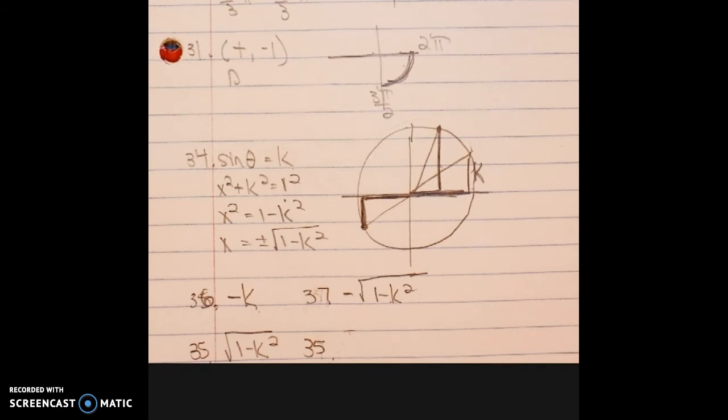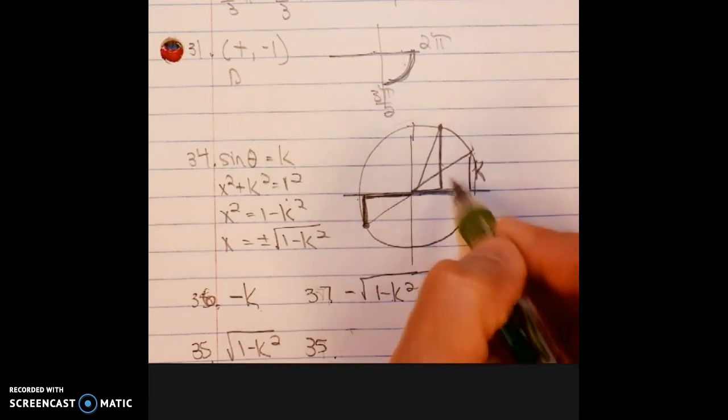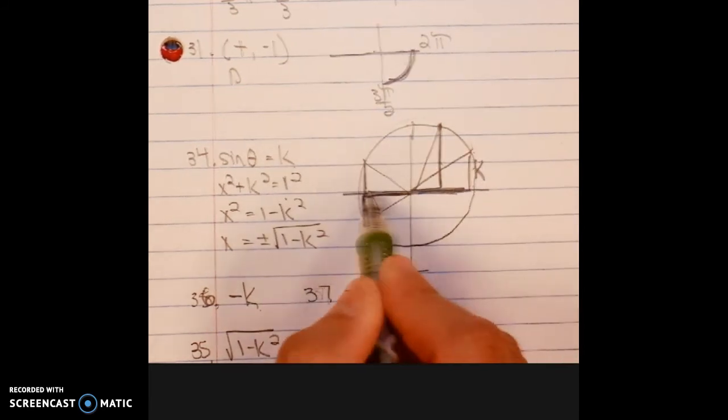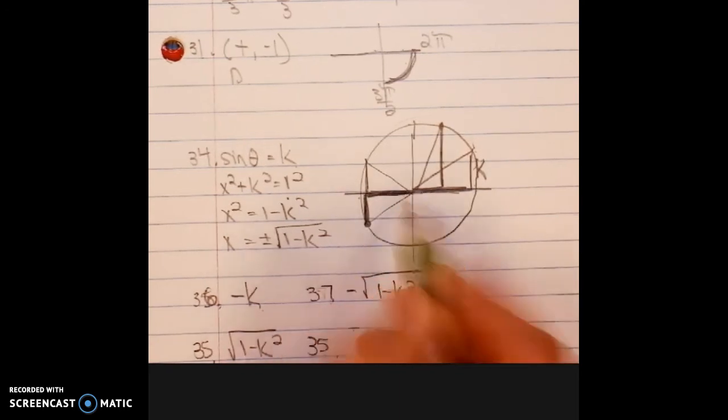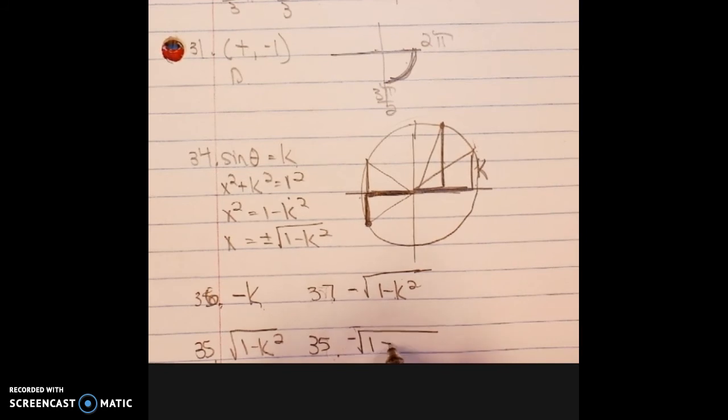Okay, 35 says we're supposed to go all the way over here, and we're supposed to go back this degree measure. So that puts our triangle here. We're looking for the cosine, which corresponds with this value here. And again, it's negative because we're moving to the left. Square root of 1 minus k squared. Okay, moving on to 38.